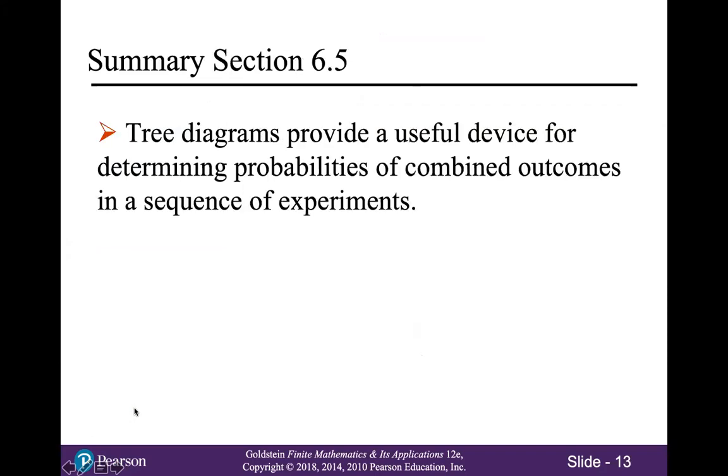And that's going to do it for section 6.5. Tree diagrams provide a useful device for determining probabilities of combined outcomes in a sequence of experiments. And that'll do it for this section.